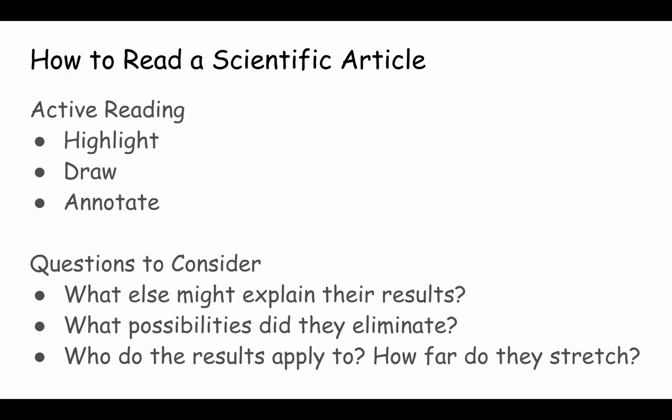So they did this study, they had a hypothesis for what was going to happen and why it was going to happen. They think their intervention is going to produce some change in the participants. But what other explanations can you think of? What possibilities are they eliminating, right? So when we talk about a controlled study, that means that they're controlling or eliminating some potential explanations. What are those things that they eliminated?